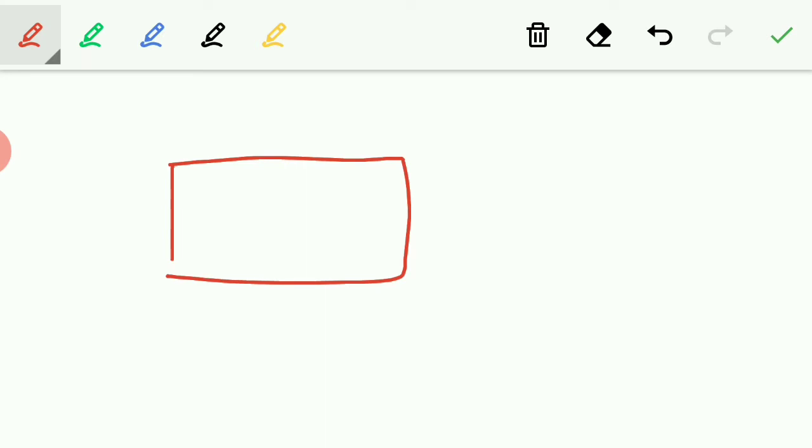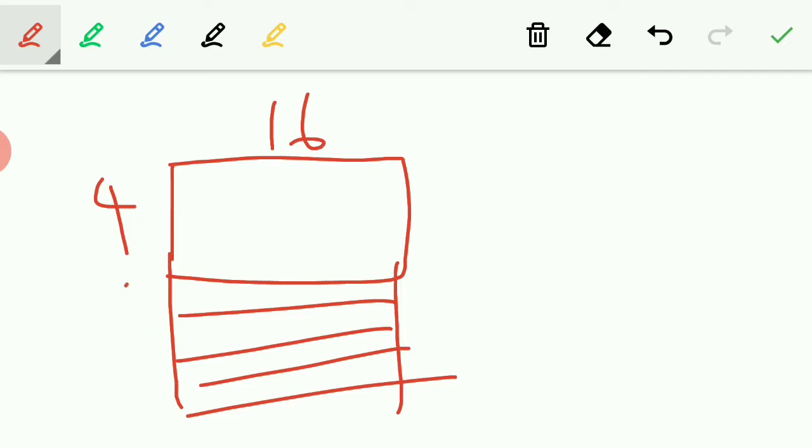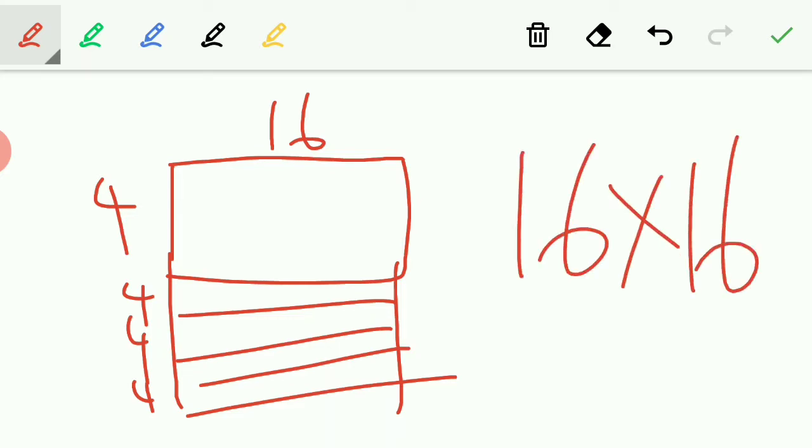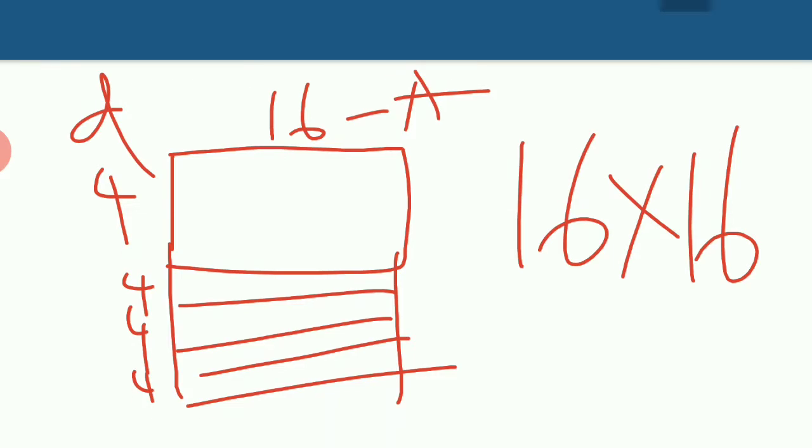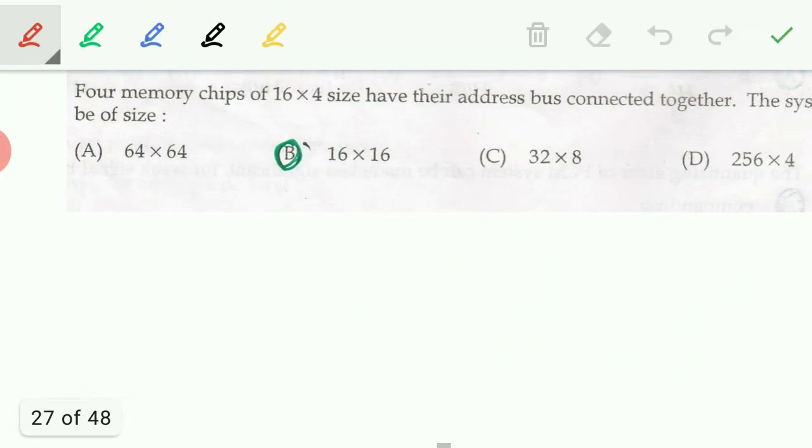Whenever they give it like this, 16 cross 4, consider it an array of 16 by 4. Length is 16, width is 4. Like that they have connected 4 chips: 1, 2, 3, 4. So what happens? The length remains the same and the width becomes 4 times multiplied. So what we get is 16 by 16. This is the address bus, this is the data bus. Clear? So we get 16 by 16 as the correct answer. Option B is right.